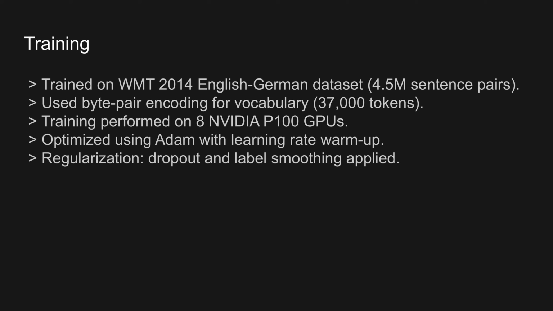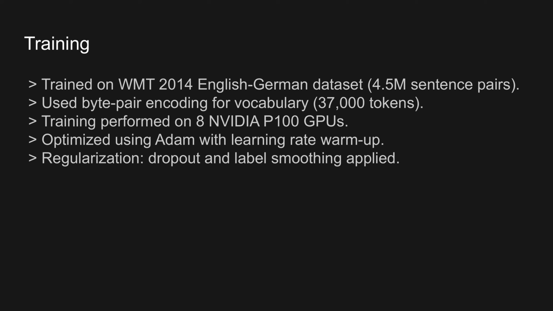They used data from the WMT 2014 dataset for English to German translations, which had about 4.5 million sentence pairs. For English to French, they used a larger dataset with 36 million pairs. To make training more efficient, they grouped sentences of similar lengths into batches. This way, the model doesn't waste too much time dealing with padding for shorter sentences. Got it. What kind of hardware did they use for training? They trained the model on 8 NVIDIA P100 GPUs.